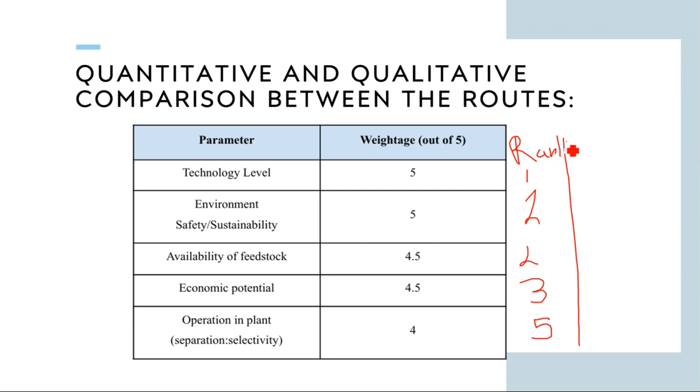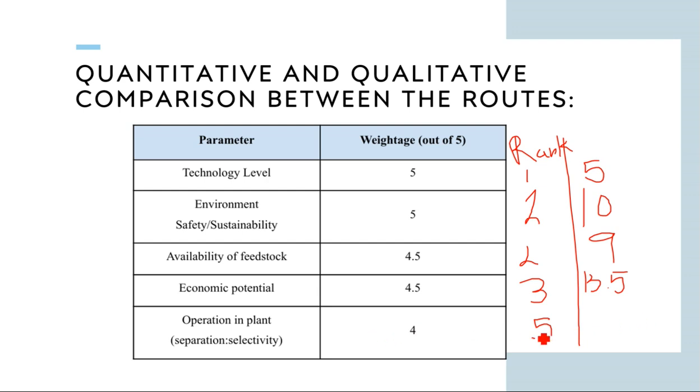Then how am I going to calculate the weighted sum? It will be 1 into 5, this will be 5. Environmental safety and sustainability also has a weightage of 5, so 2 into 5, that will be 10. Availability of feedstock has a 4.5 preference, so it will be 9. Economic potential also has 4.5, so 3 into 4.5 is 13.5 contribution over the total score.